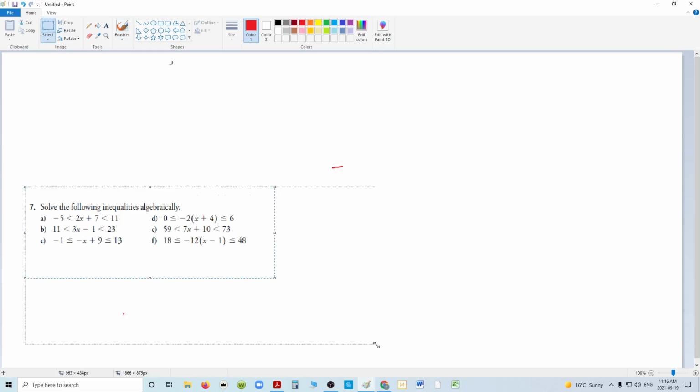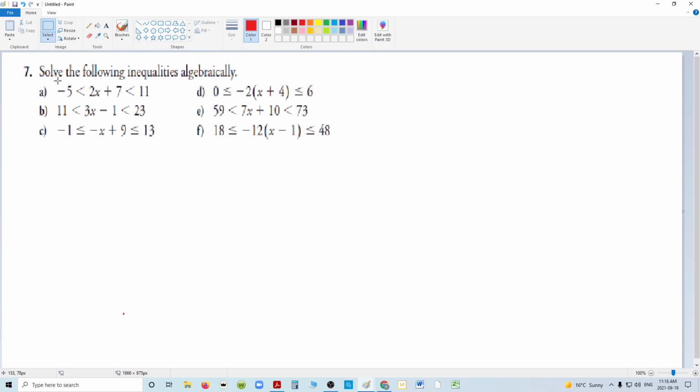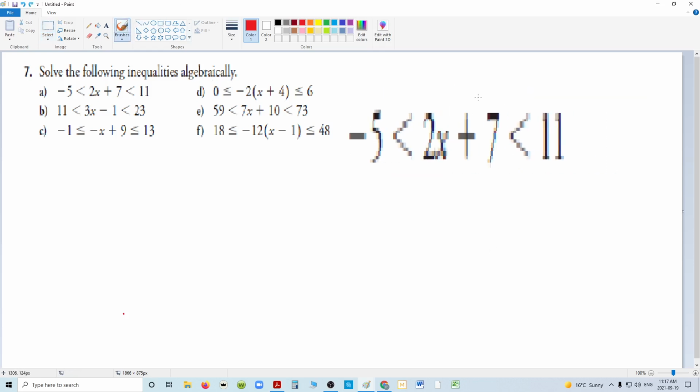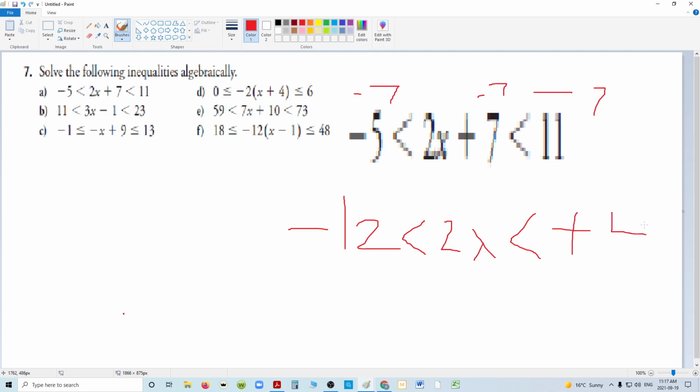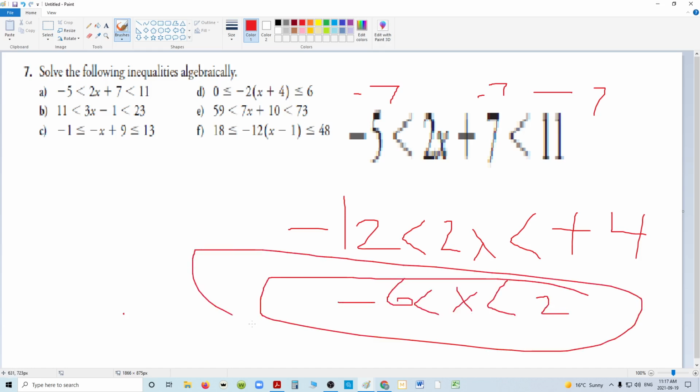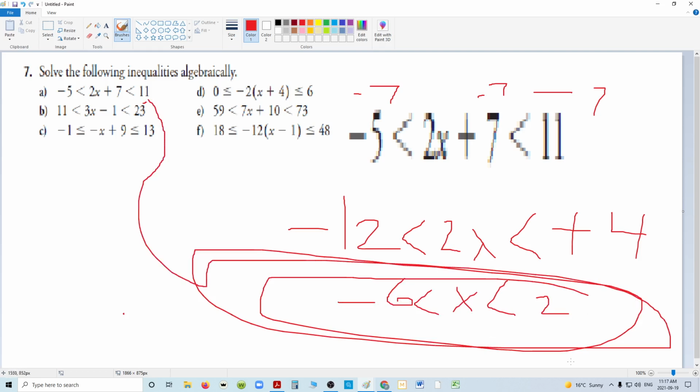Solve the following algebraically, so very much what we're doing. Now, these are triple inequalities. So long as you do everything to each number, you're okay. You're trying to get this x all alone in the middle. So we're subtracting 7 from everything first. I get minus 12 is smaller than 2x is smaller than minus 8, or is smaller than, what's 11 minus 7? 4. Now I'm going to divide everything by 2. I get minus 6 is smaller than x is smaller than 2. And there you go. You've simplified this, and it's very much more clear.